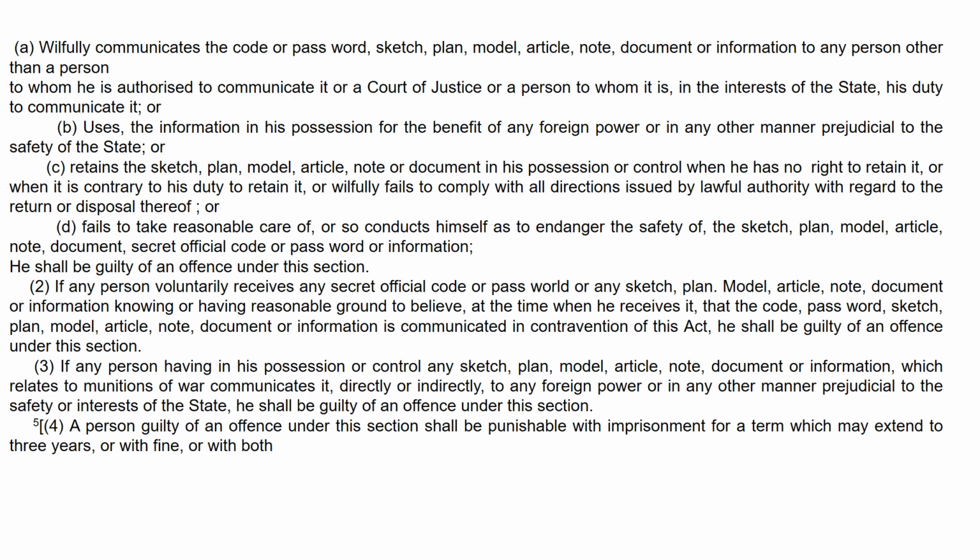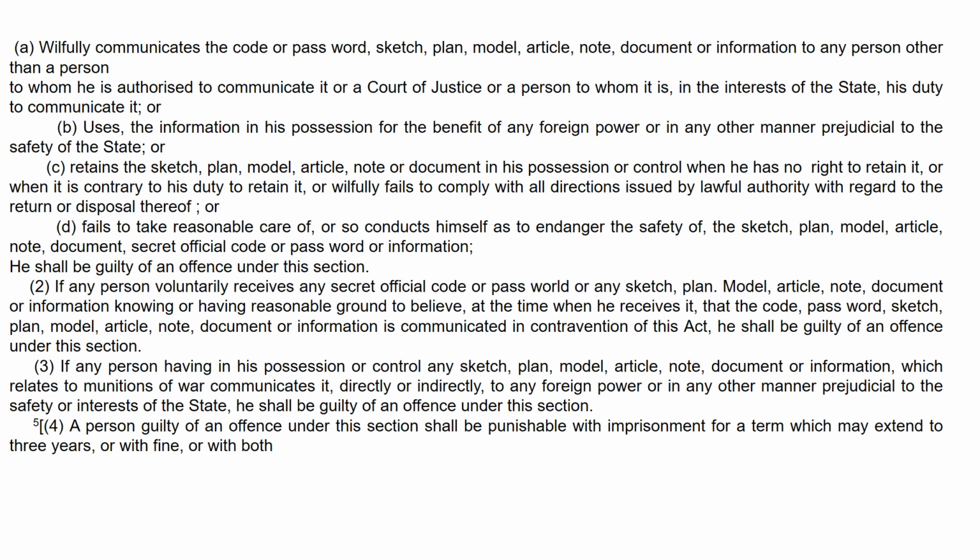If any person voluntarily receives any secret official code or password or any sketch, plan, model, article, note, document, or information, knowing or having reasonable ground to believe at the time when he receives it that the code, passcode, sketch, plan, model, article, note, document, or information is communicated in contravention of this Act, he shall be guilty of an offence under this section.